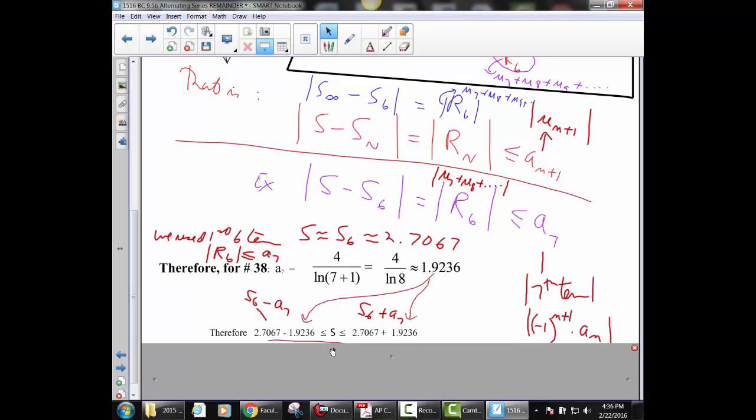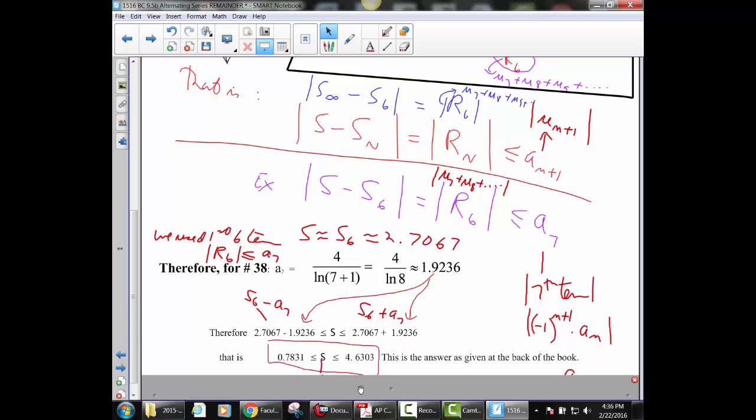Never mind. Anyways, the formula for the term was obviously 4 over the ln of n plus 1. So the absolute value of the 7th term is 4 over the ln of 7 plus 1, which is 4 over ln 8, which is approximately 1.9236. That is the maximum that we are away from the actual sum. So the actual sum lays between this approximation that we got, 2.7067, plus or minus this remainder.